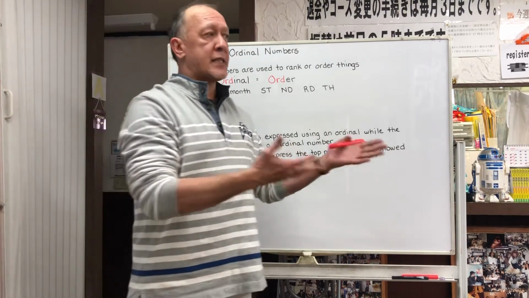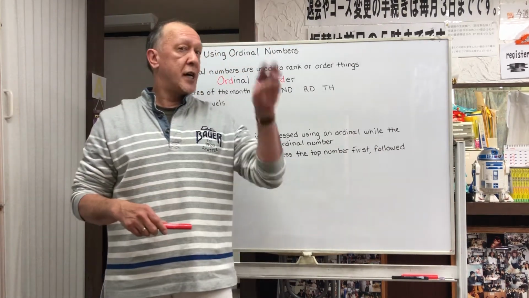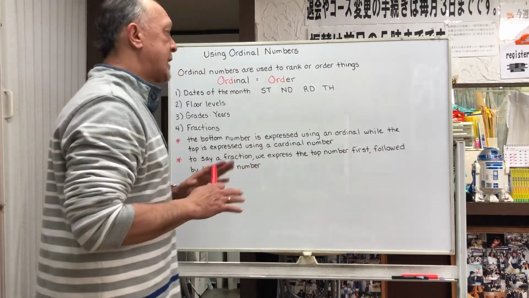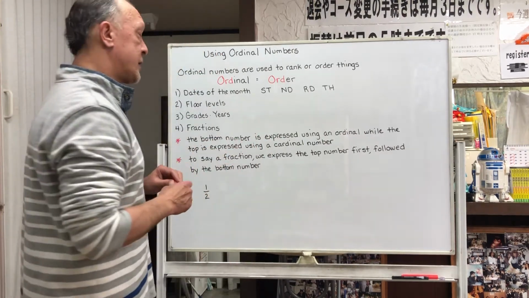Next are floors, floor levels. This would be an example of eMix. eMix is located on the 3rd floor. Third. We should not say 3 floor or 3 floors.